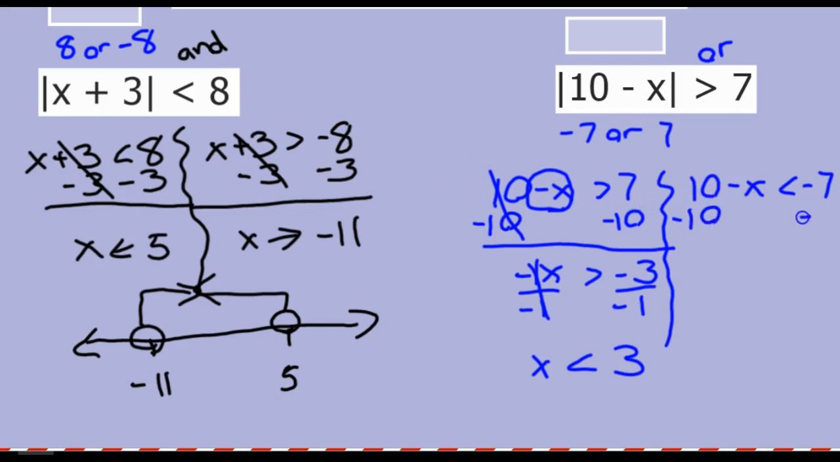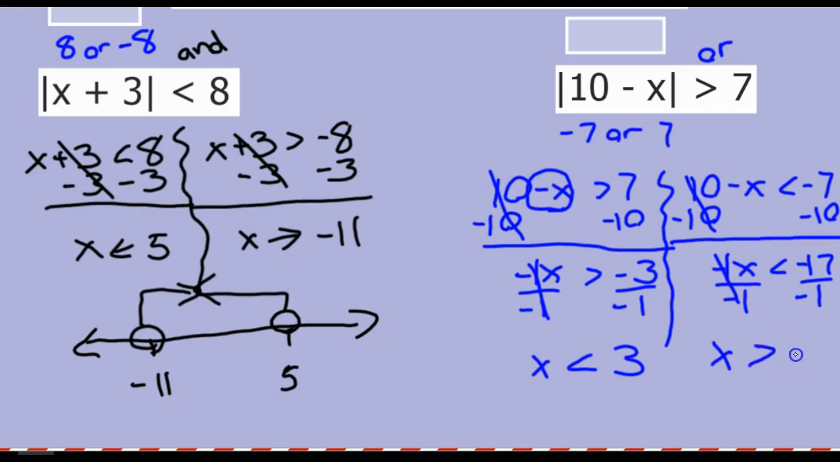Here, if we subtract by 10, we have negative x is less than negative 17. Again, divide by negative 1. So we get x. Now we divided by a negative number, so flip our sign. And we get positive 17.